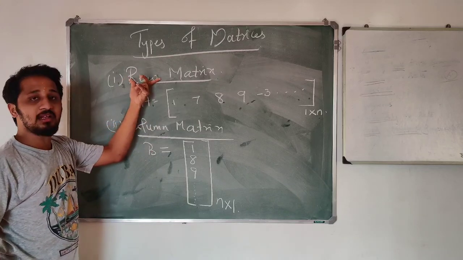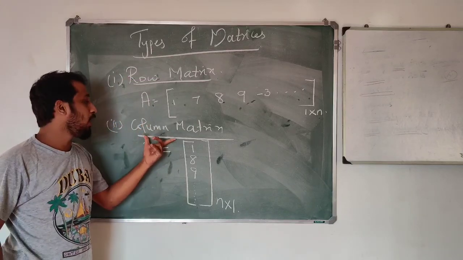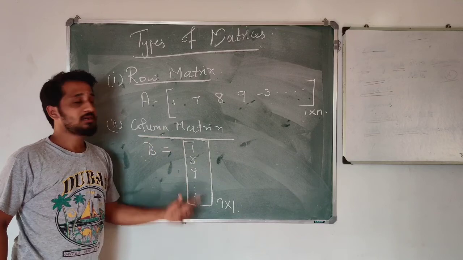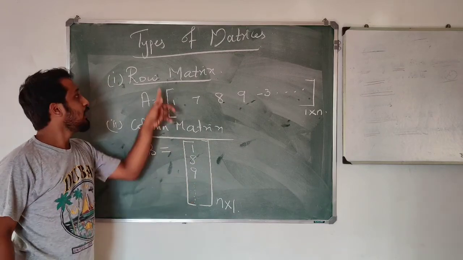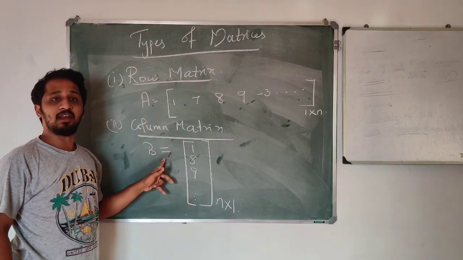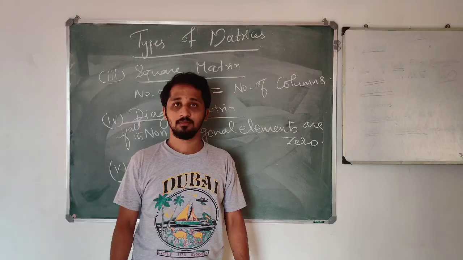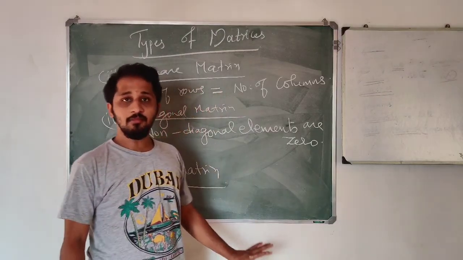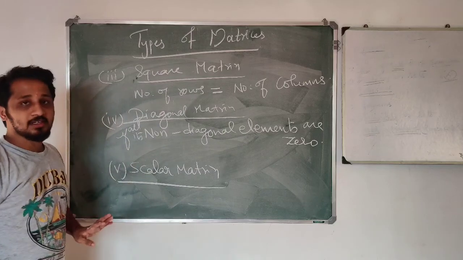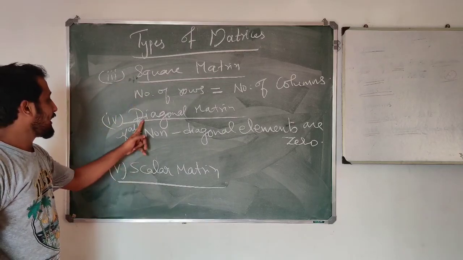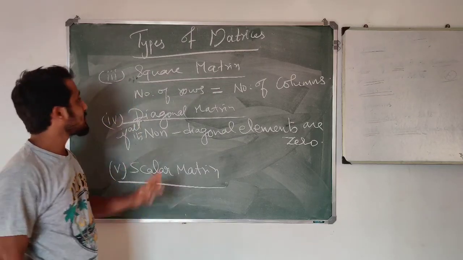Simple. Row matrix will have only one row. Column matrix will have only one column. Such types of matrix are known as row matrix and column matrix. Is it clear? Now, we are going to discuss a square matrix, diagonal matrix and a scalar matrix.